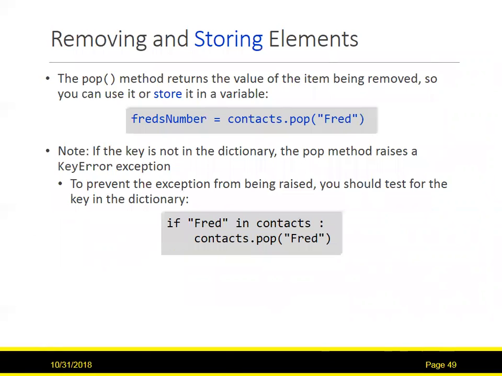Beyond deleting it, it also returns it for you, so you can save it, set a variable equal to it, store it, do whatever you want with it. It will throw an error, so you usually want to check if that key exists in the dictionary before you pop it.